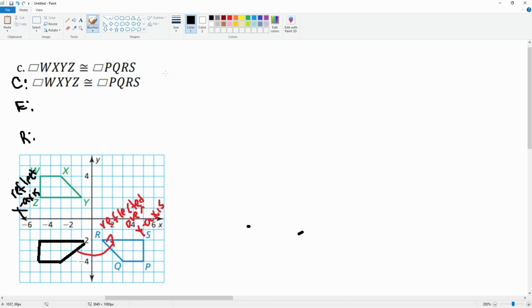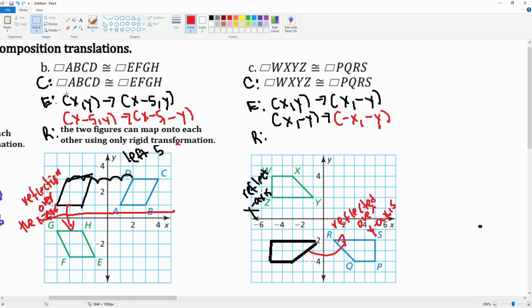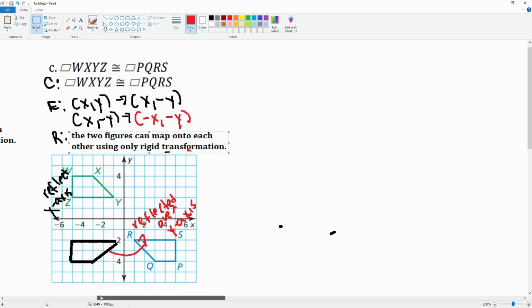Oh wow. So the first one was x comma y arrow, we reflected over the x-axis, so the y changes, so it becomes negative y. Then the point x comma negative y, when reflected again, becomes negative x comma negative y, the negative y stays the same. And then we can say that the two figures can map onto each other because we only use rigid transformations. We did two reflections.